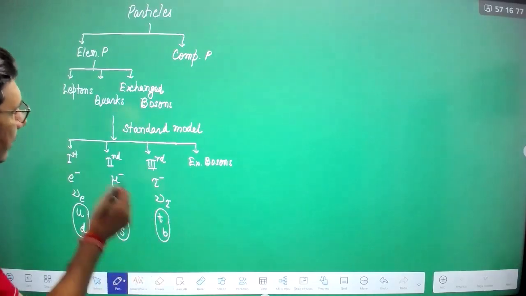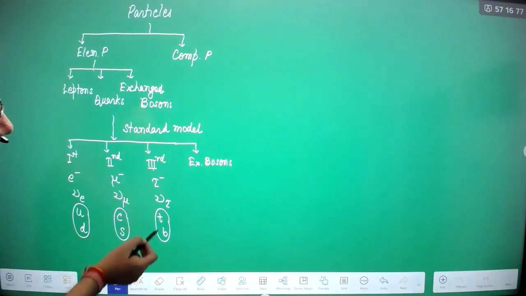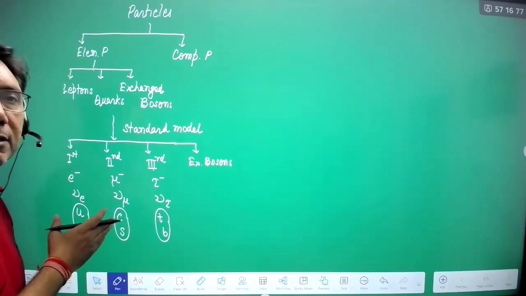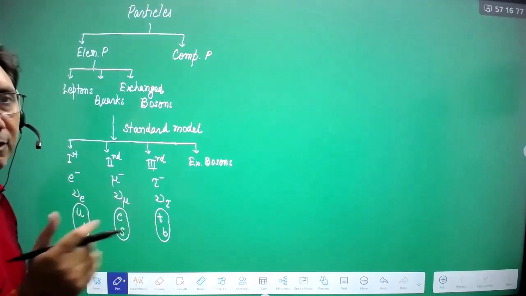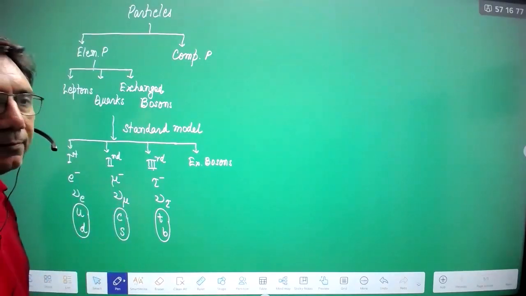So these are the first, second, and third generations of fermions. The third generation of fermions are very heavy as compared to the first two generations, and you will find they are unstable. They are less stable as compared to the first one.